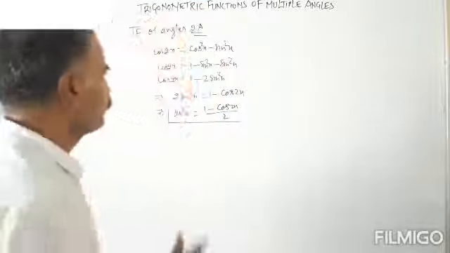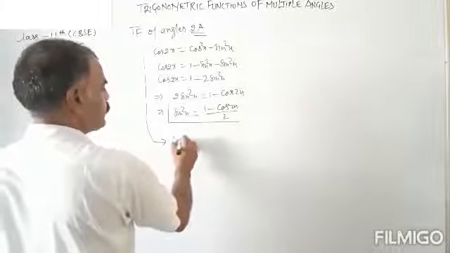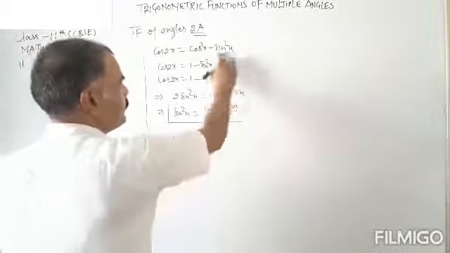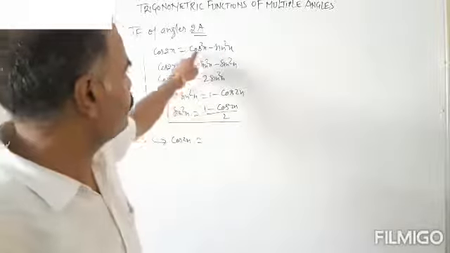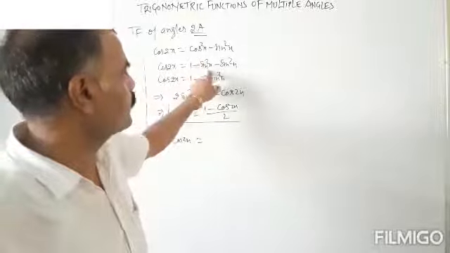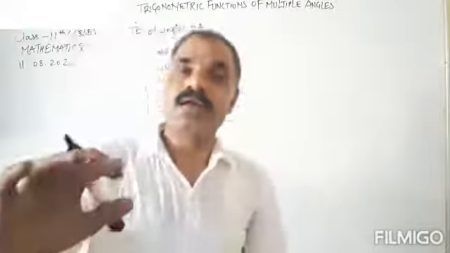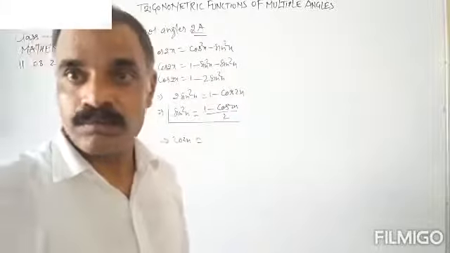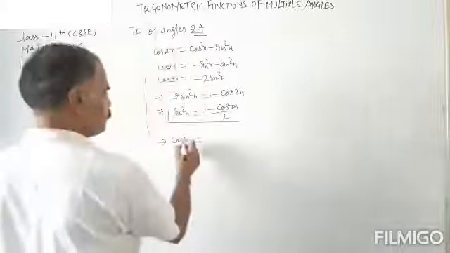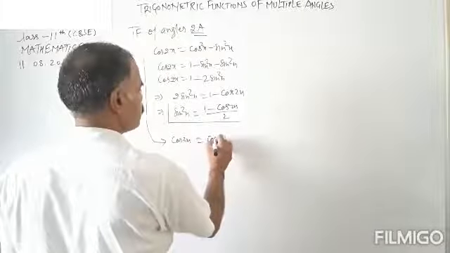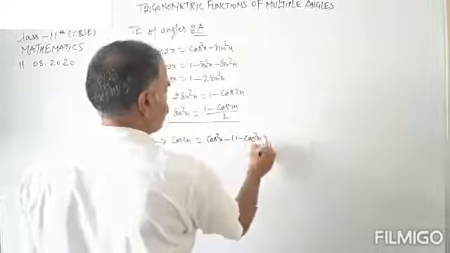Okay, now from this again, let us take cos 2x, and change the sin square x into cos square x. Firstly we changed the cos square x into sin square x. Now change the sin square x into cos square x. We will again have the formula of cos square x in terms of cos 2x. So cos 2x is equal to cos square x minus (1 minus cos square x).